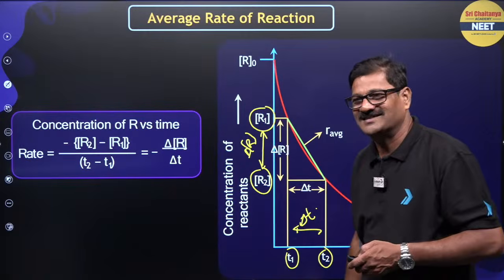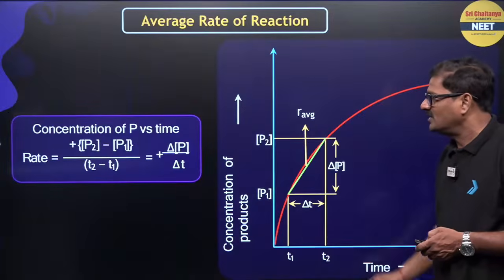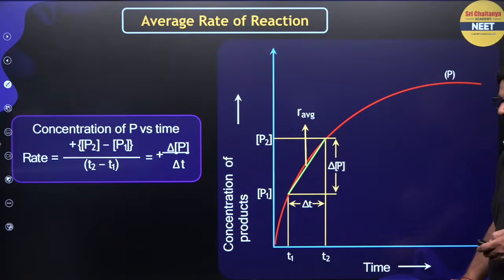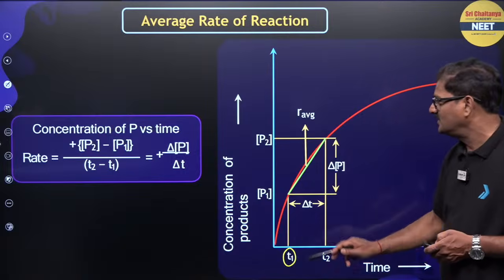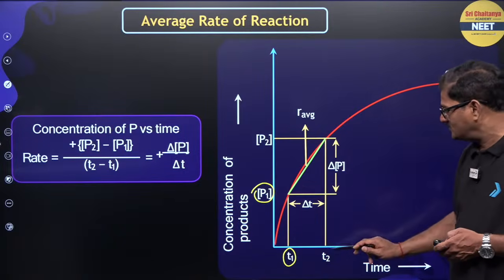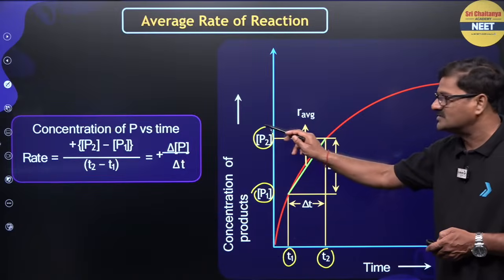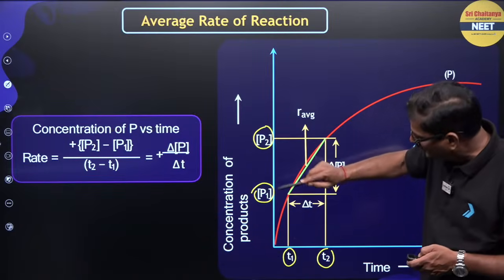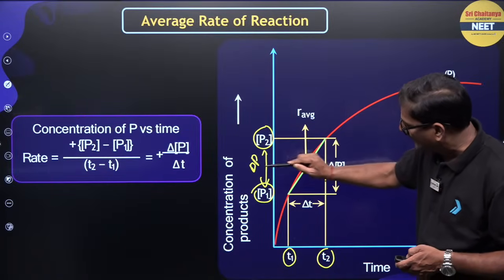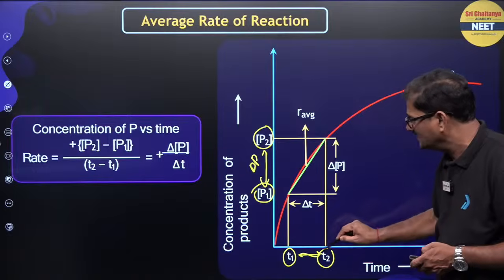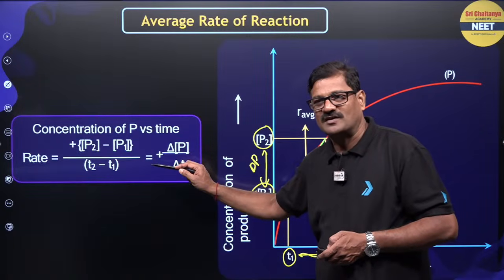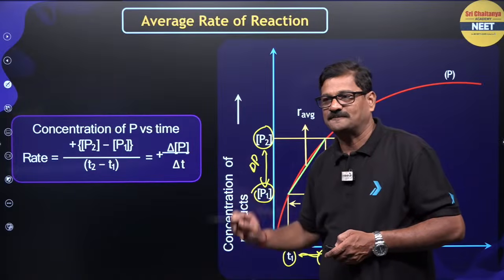Understood? Clear? At the same time, if the product concentration is increased, at time T1 the product concentration is going to be P1, and at T2 the product concentration is going to be P2. You see, this is going to be del P, and this is going to be del T, and the rate with respect to the product concentration is going to be del P by del T.